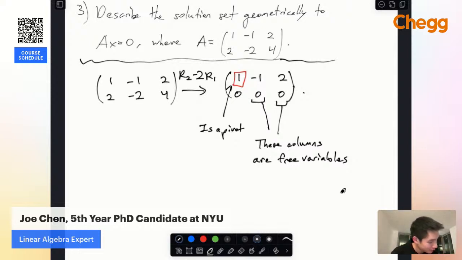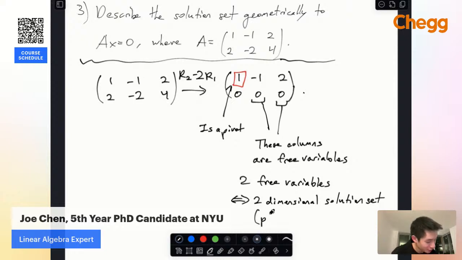So here we have 2 free variables, which corresponds to a two-dimensional solution set, which is a plane.